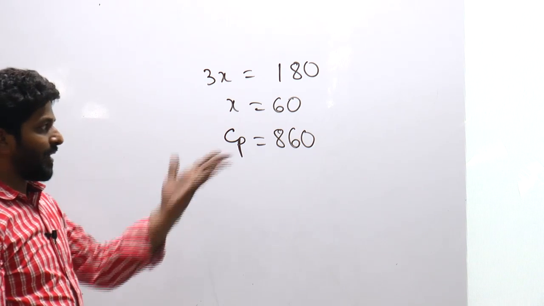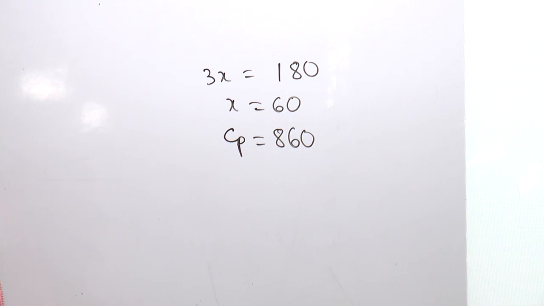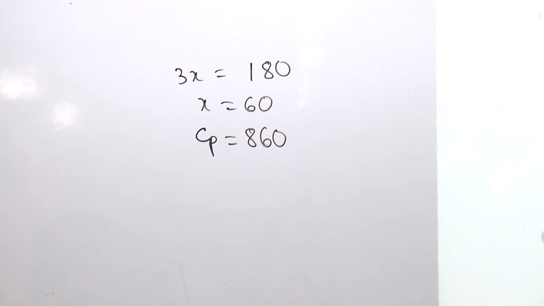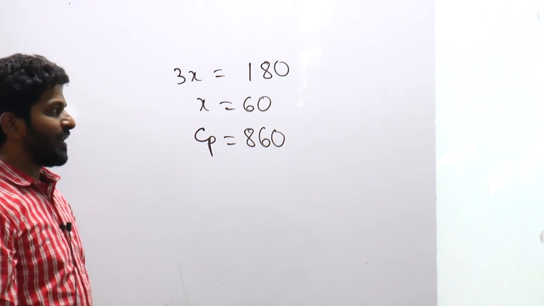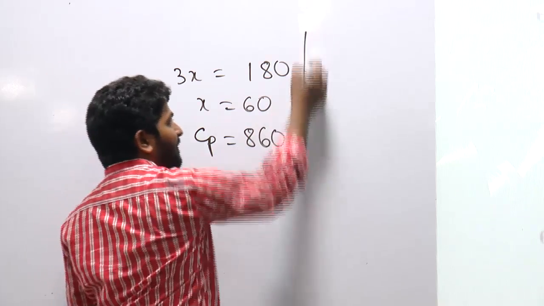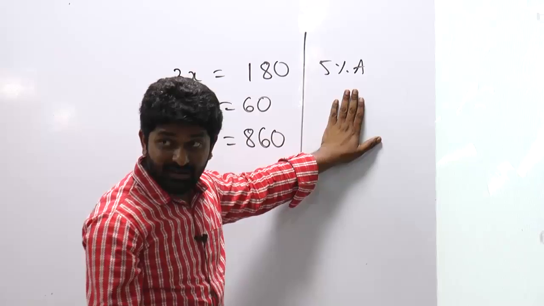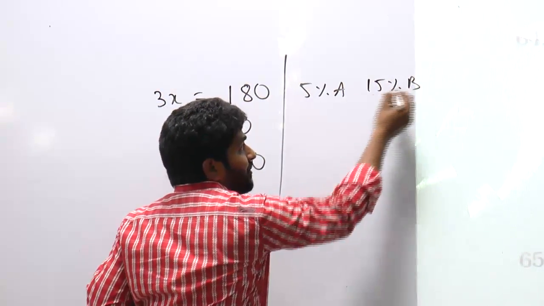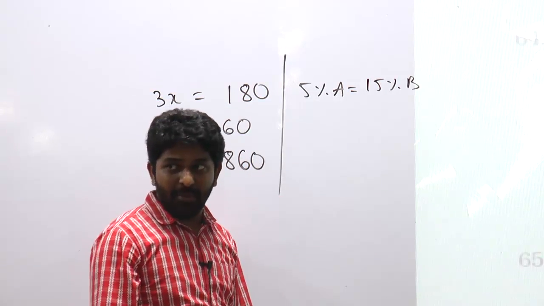Done. Next, quantity 2. A and B's salaries together amount to 2000. A spends 95% of his salary and B spends 85% of his salary. If now their savings are same, what is B's salary? Now, look at here. A saves 5% of his salary and B saves 15% of his salary. So now these two are same because they said they are going to save the same amount.